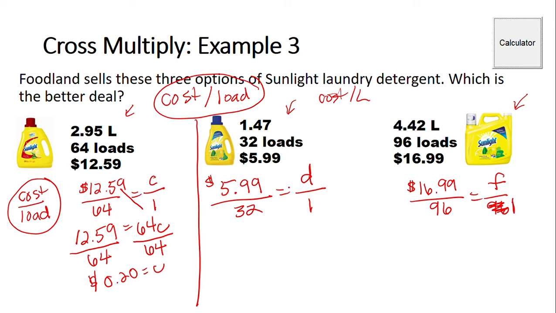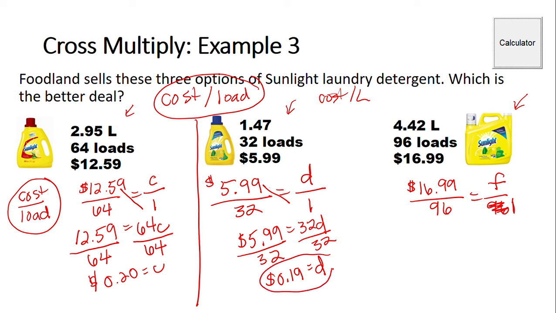Okay, so now we're going to find D. So $5.99 equals 32D. So divide both sides by 32. And I'll get my calculator out again. So let's move it over there. 5.99 divided by 32 is equal to, so it's 0.18. So we're going to round that up to 0.19. It's equal to D, so I can see already that this is lower.